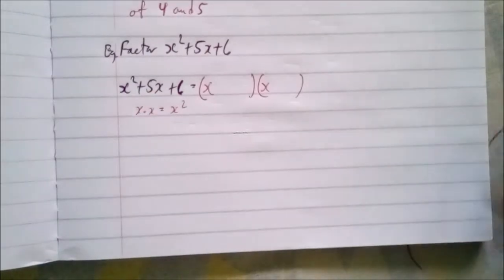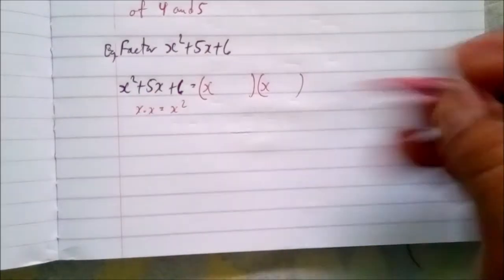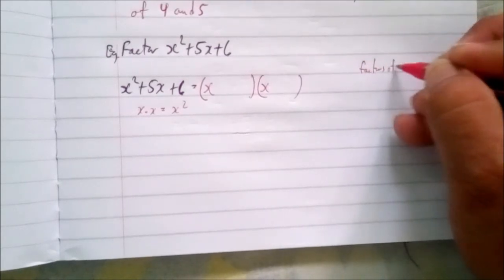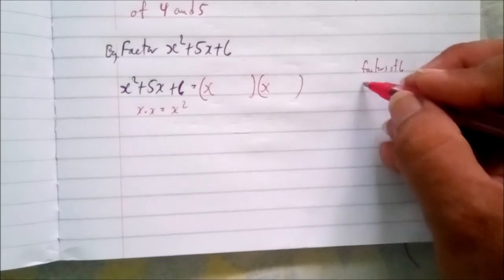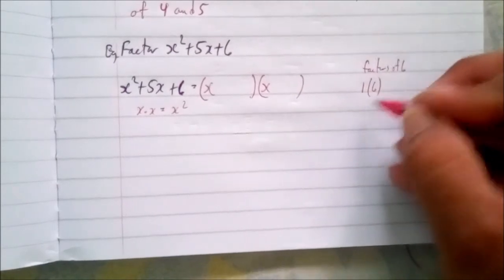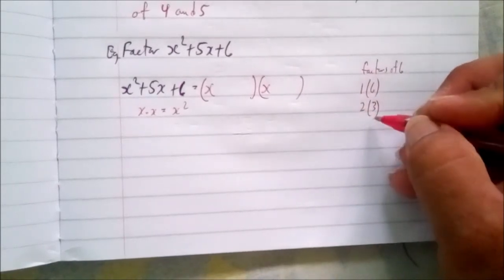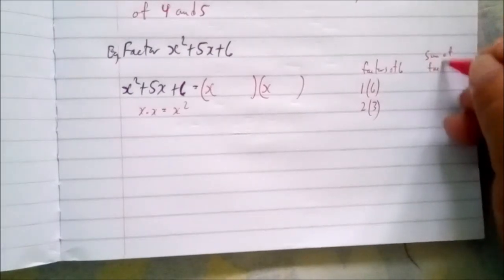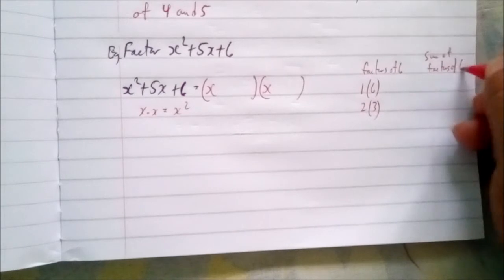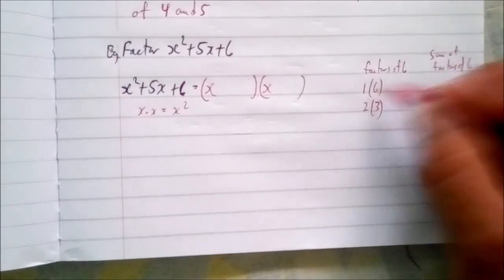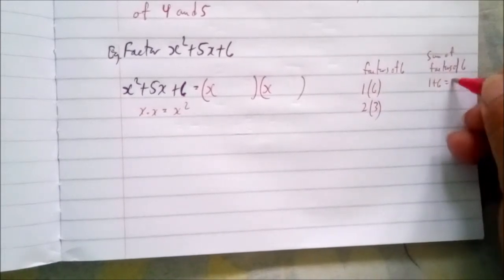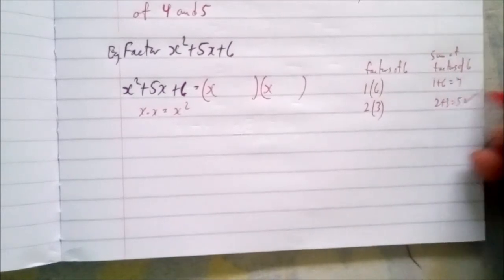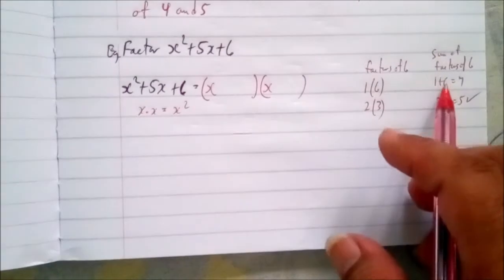So let's put it on the side. Let's say the factors of 6. What are the factors of 6? Well, it's 1 times 6, 2 times 3. What are the sums of the factors of 6? Well, 1 plus 6 will give us 7, and 2 plus 3 will give us 5. So this is the right combination, not that one there.